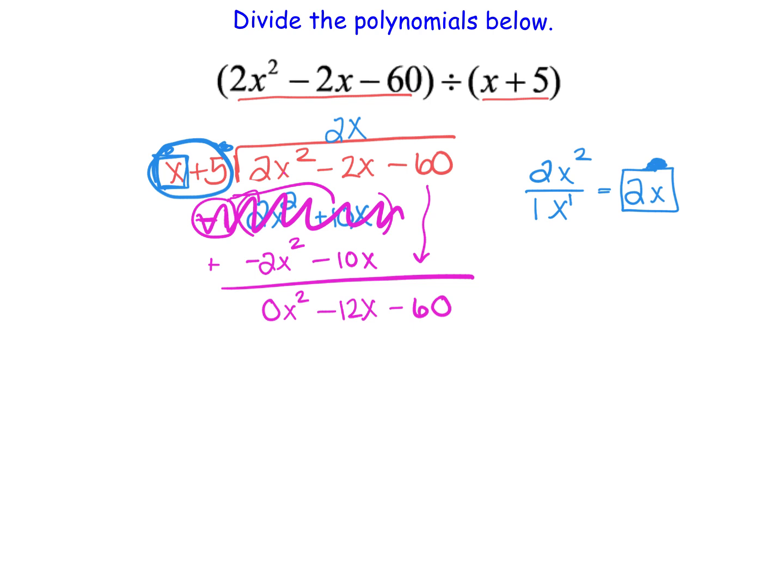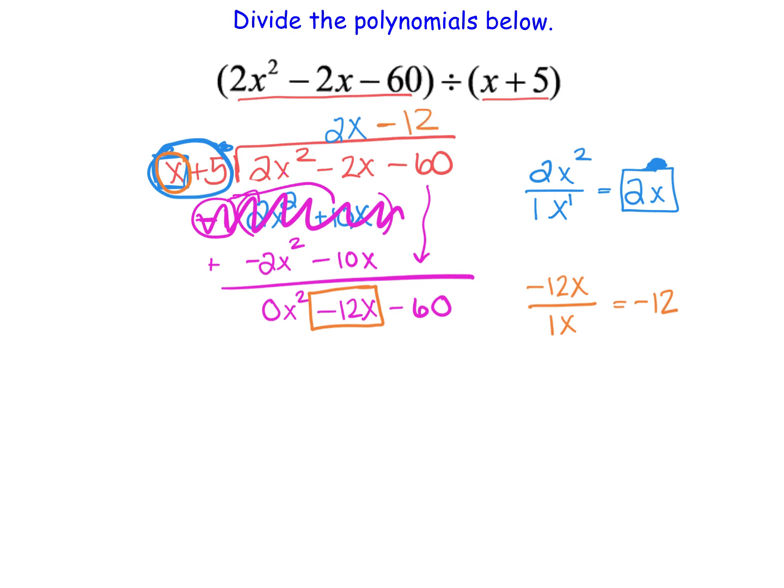So the next thing I'm going to do is look at what's left, and look at the first term, and that's negative 12x. And I'm going to divide that by the first term in the polynomial I'm dividing by, which is just 1x. So negative 12x divided by 1x gives me negative 12. x divided by x, that cancels out. And so there's no variable on that 12. I just need a negative 12.